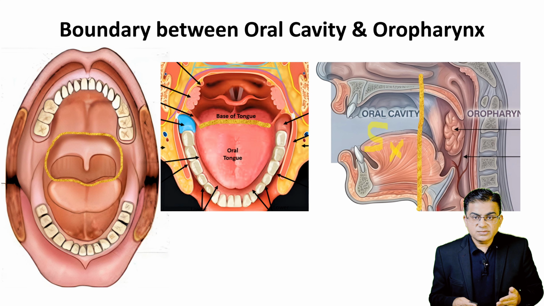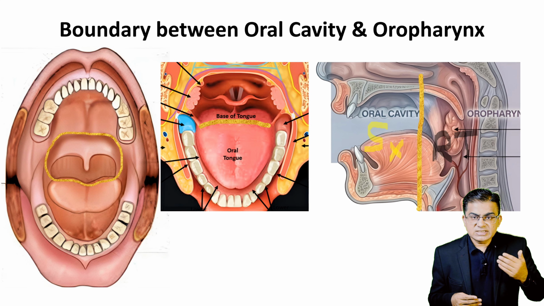If the epicenter of tumor is posterior to this line, it is an oropharyngeal tumor. That is often a radiation disease. The main treatment modality for most of the patients with tumor at this location is radiotherapy. You see how crossing this line changes the entire treatment modality.